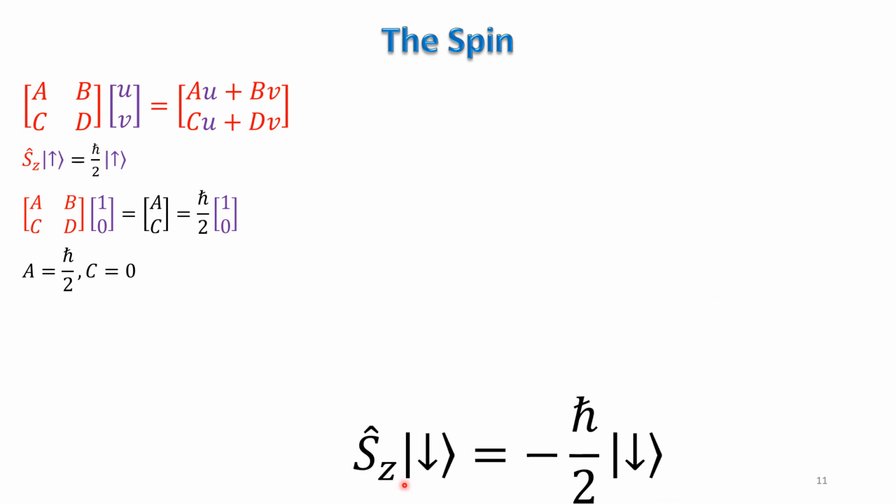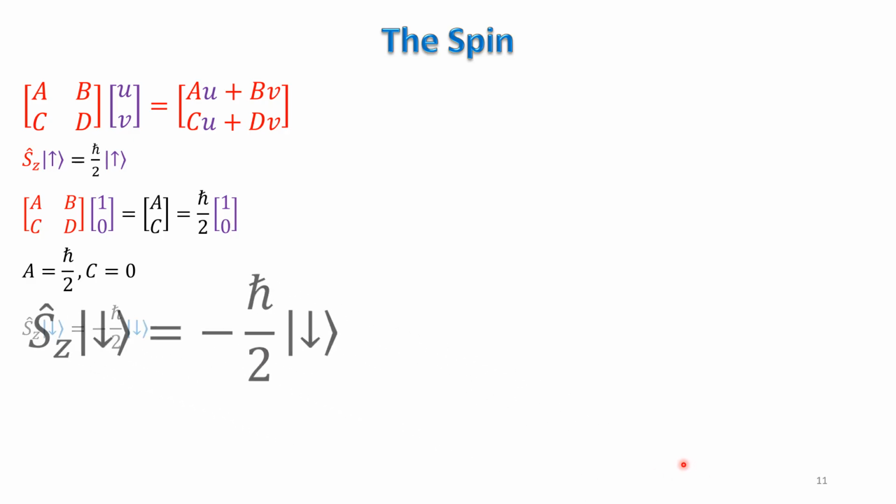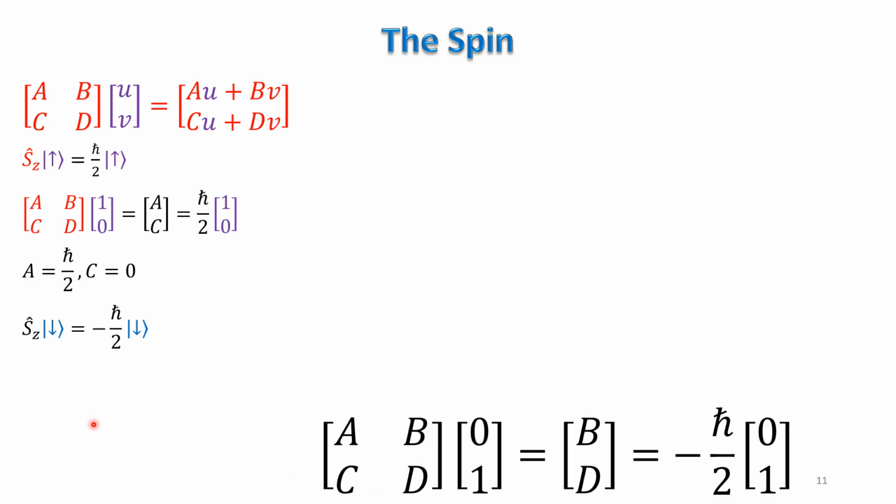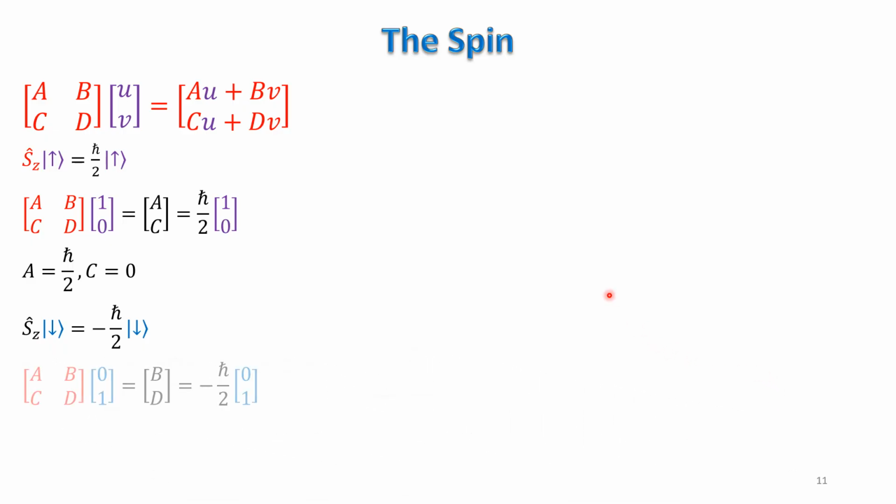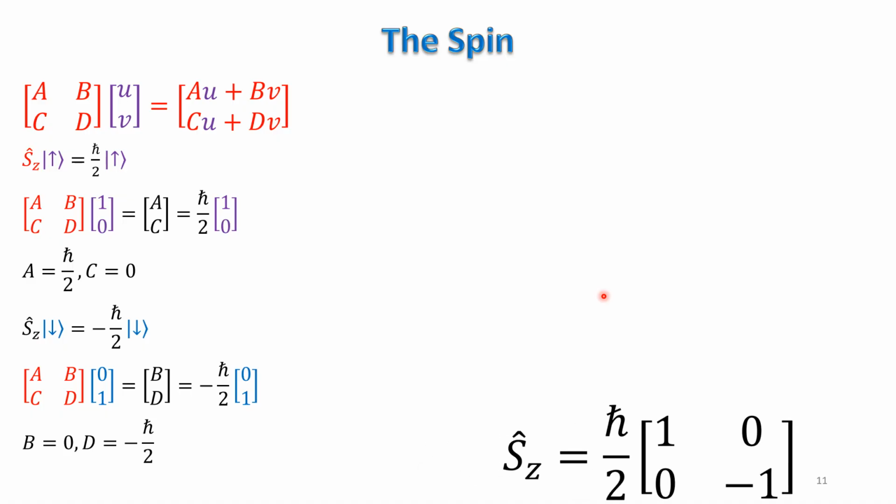Similarly, S hat Z on ket for down spin equals minus h bar over 2 ket down, and then we can represent matrix A, B, C, D for spin operator S hat Z, with the ket for down spin represented by column matrix 0 1. This yields the product A into 0 plus B into 1 will be simply B, C into 0 plus D into 1 will be simply D, and that is compared with the right hand side. This will offer you values of B and D. So in this fashion we have estimated all the components A, B, C, D, and Sz we can write completely as appearing on your screen.